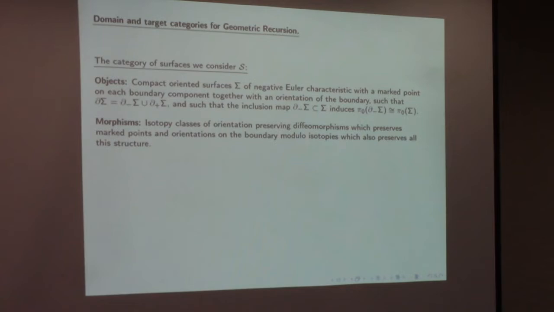So the category of surfaces I want to use is compact oriented surfaces of negative Euler characteristic with a marked point on each of the boundary components, together with an orientation of the boundary such that I split the boundary into in components and out components, and such that the inclusion of the in components into the surface induces an isomorphism on pi one, like this. That is just code for saying the following. So let me draw some examples over here.